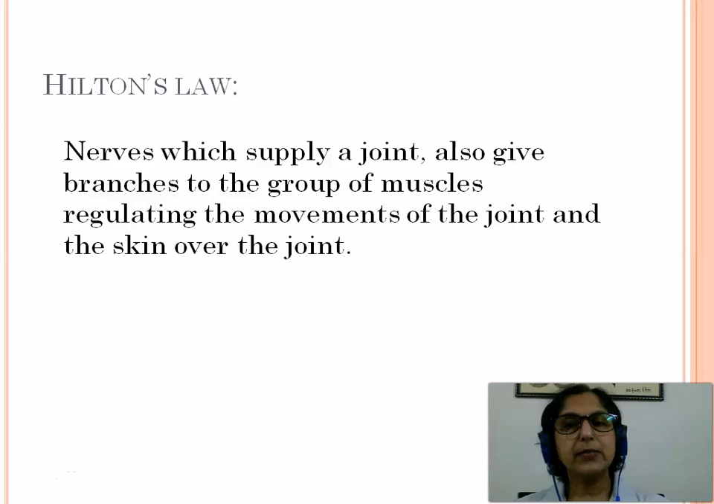Thus, we have studied the general anatomy of joint movements in this video.